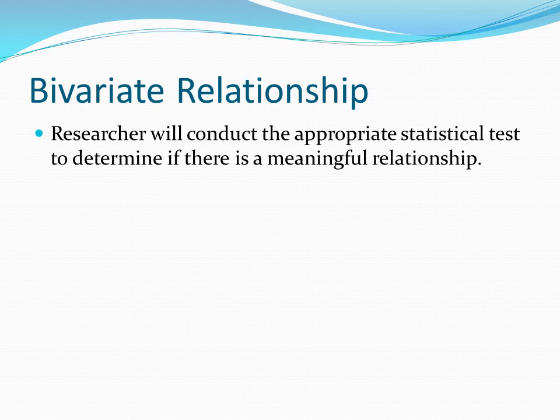The researcher will conduct the appropriate statistical test to determine if there's a meaningful relationship. Generally speaking, it's a parametric test called Pearson's product moment correlation, and it's generally used for correlational relationships. And remember, with parametric tests, we use those when our data is normally distributed. We talked about normal distribution, I believe, back in chapter 4.